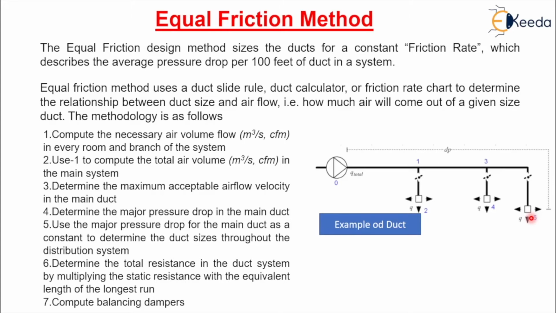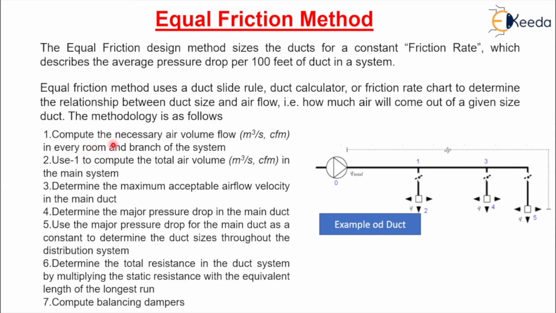This is the brief. Now, the equal friction method uses a duct slide rule, duct calculator, or duct friction chart. The duct slide rule and duct calculator are not in your syllabus, but the friction rate chart I have already explained. The friction chart is used to determine the relationship between the duct size and airflow: how much airflow will come out of a given size of duct? Okay, the methodology is as follows.